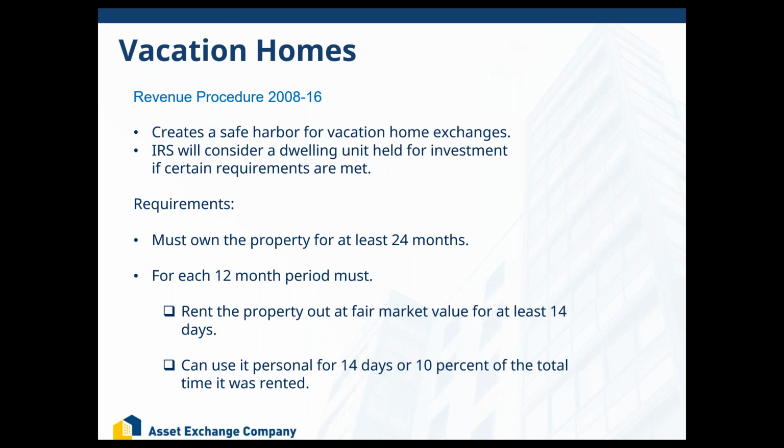Now, you can use it for some personal use, okay? For every 12-month period of ownership, you can actually use it for 14 days personal use or 10% of the total time that it was rented during that 12-month period. So I'll give you guys an example of maybe the way that could work. Let's just say during that 12-month period, okay, you actually rented the property out for 200 days, okay? So 10% of 200 would be what? Would be 20, right? So you could use the property for 20 days personal use instead of the 14, all right? If that property meets those guidelines, it qualifies as an investment property. And hey, you can use it in a 1031 exchange.